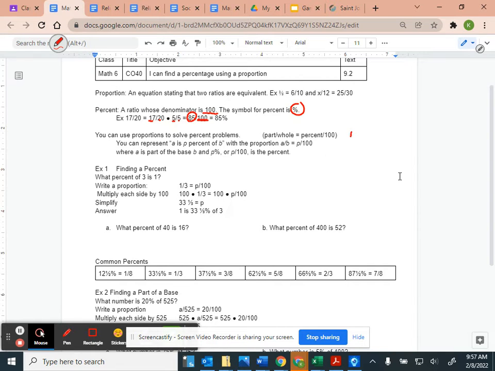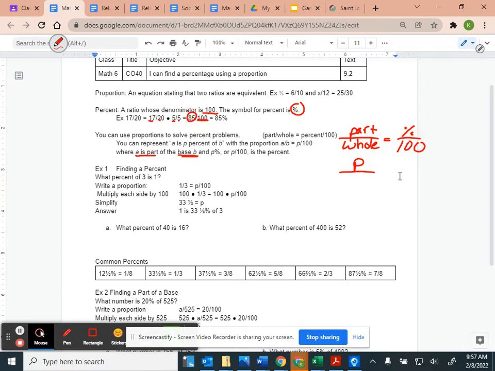I learned it as the part over the whole is equal to the percent over 100. So the part is the same. They say A is part, so I just call it part. The base, I call that the whole. That's the whole amount that you have. That base amount is the whole amount. Is equal to your percentage, that P, percentage over 100.